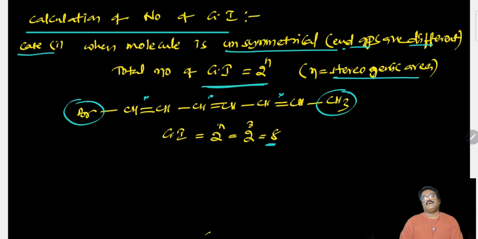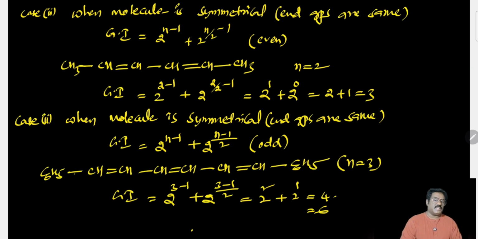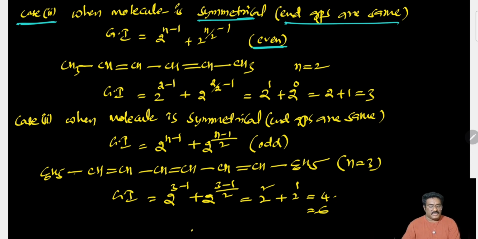Look at case 2. When the molecule is symmetrical, the end groups are the same. The number of geometrical isomers is 2 power n minus 1 plus 2 power n by 2 minus 1, if there is an even number of stereogenic centers. The n value will be even, so we use 2 power n minus 1 plus 2 power n by 2 minus 1.